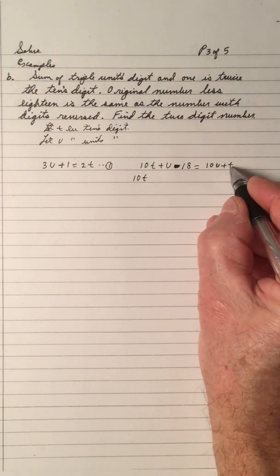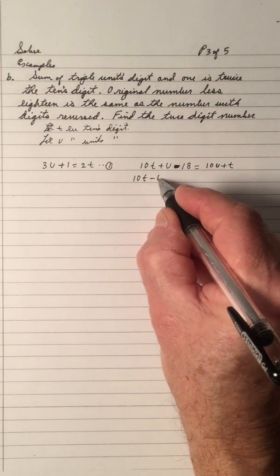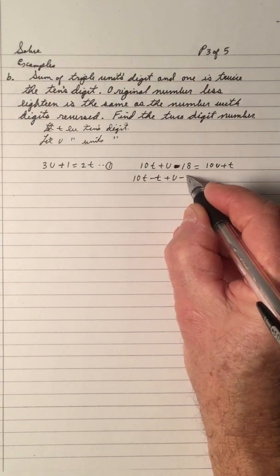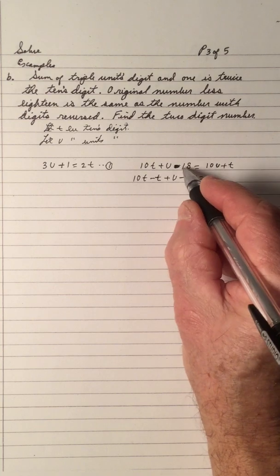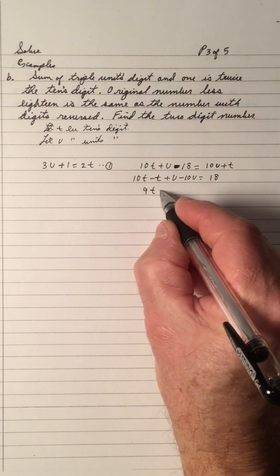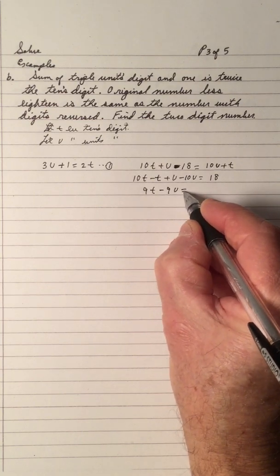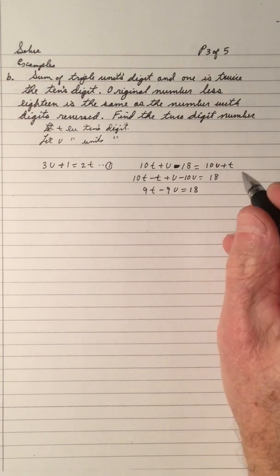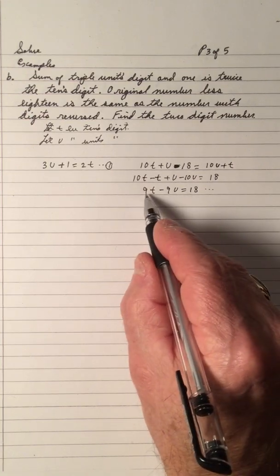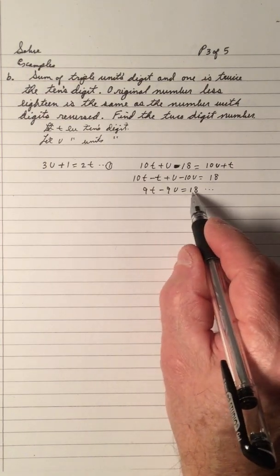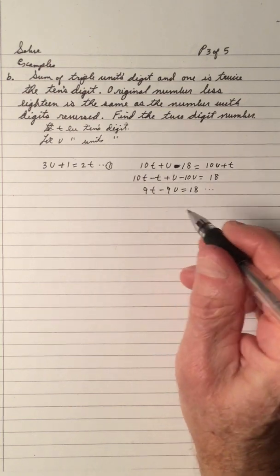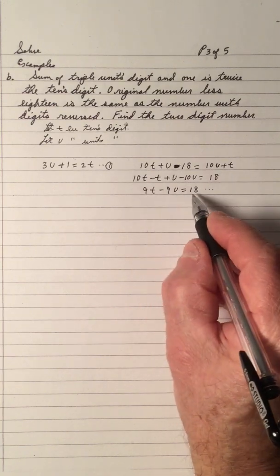So 10t, this t comes over here to become a minus, and u, and this 10u goes over to the left to become a minus, and the 18, which is negative, goes to the right to become positive. Add, I get 9t minus 9u equals 18. So this is equation 1 and this is equation 2. Now, just a little trick here. Notice that 9 is a factor of each of these terms. I can divide everything by 9 if I want, and I'll get an easier equation. But right now, I'm just going to let it stay like that.